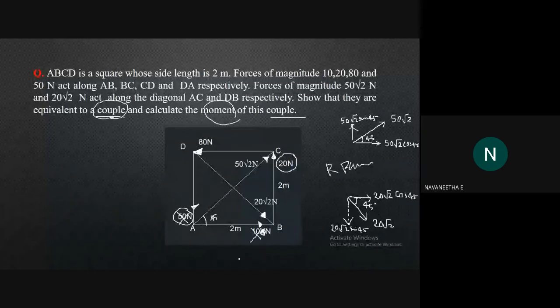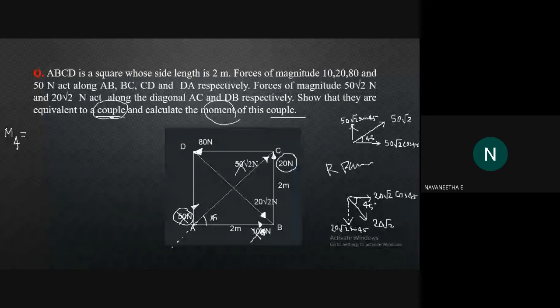Okay. And also here 50 root 2 Newton. 50 root 2 Newton is also acting along point A. The line of action is passing through point A, so you don't need to consider this one also. You have to consider the other remaining three forces. That is 80 Newton, 20 Newton, 20 root 2. The line of action is not passing through point A, so you can easily calculate MA. So tell me what is MA?